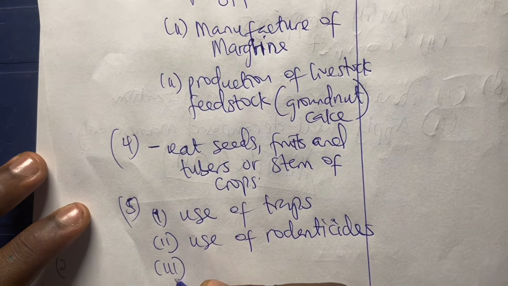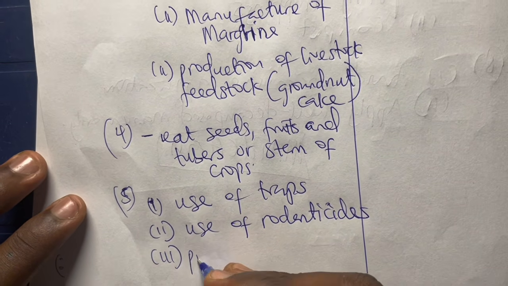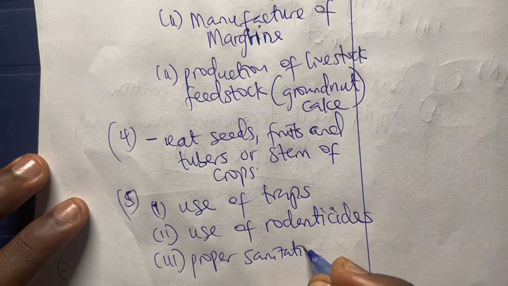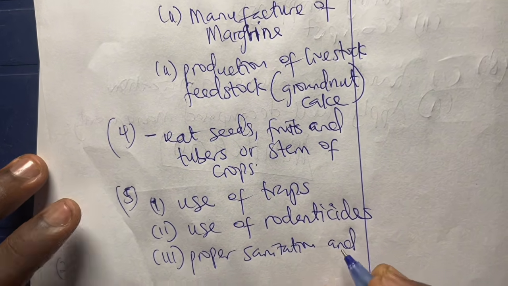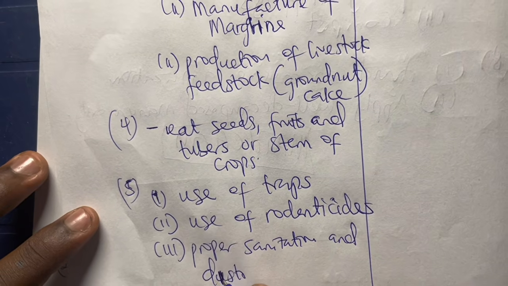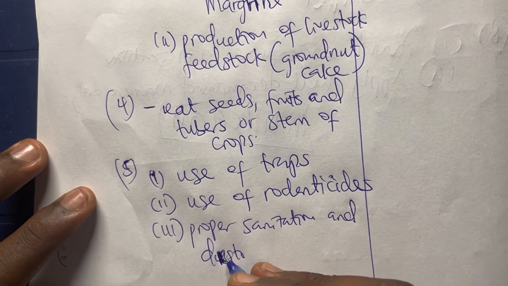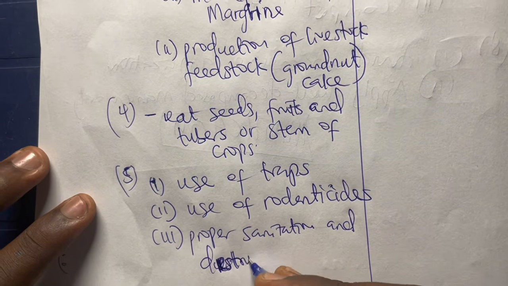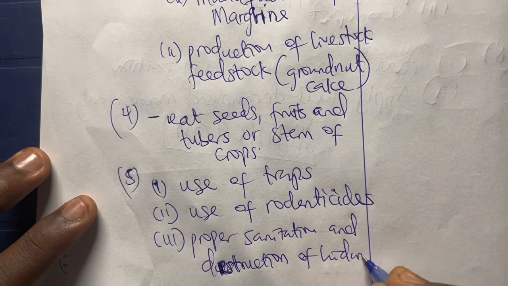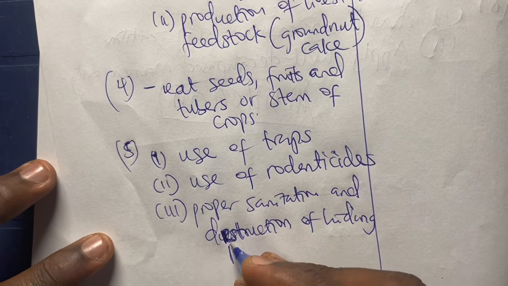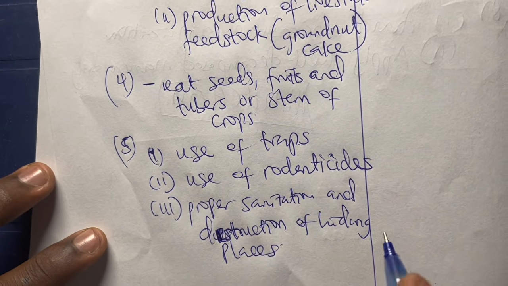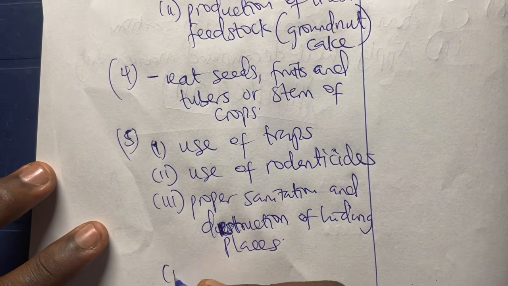And also you have to ensure you engage in proper sanitation and destruction of hidden places. You might notice that rats will be passing through from that place. So any hidden places you find out that rats will be penetrating to, then you destroy it. Okay, what is the other thing again?